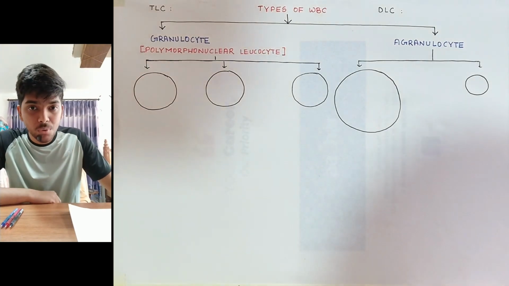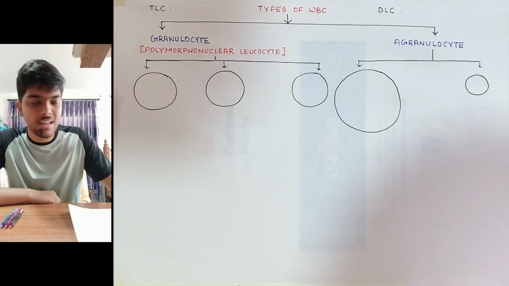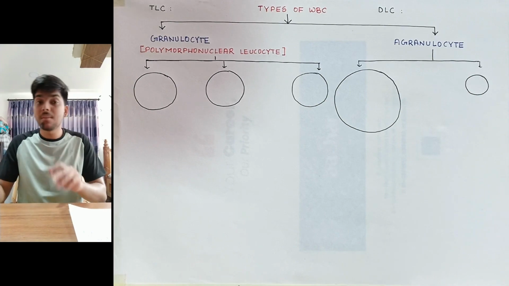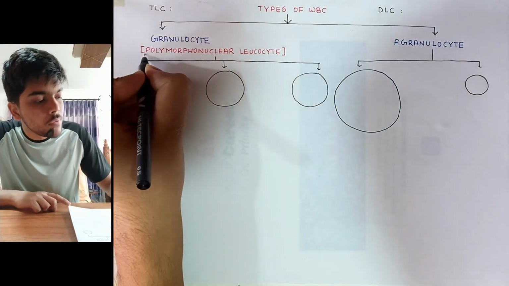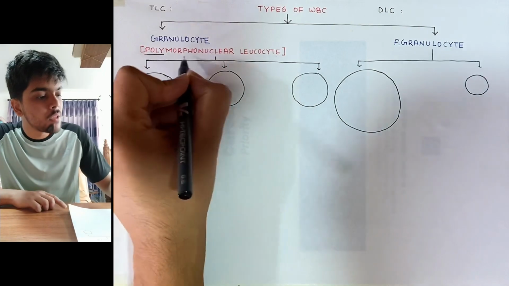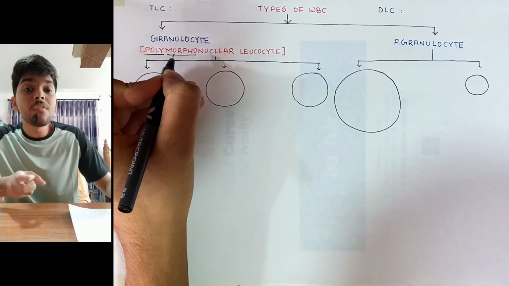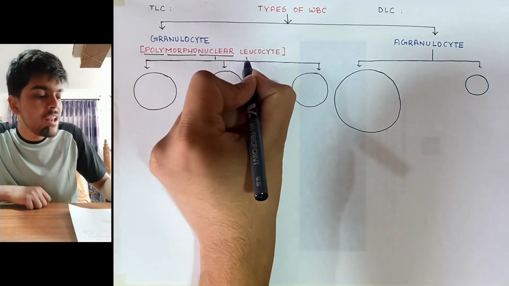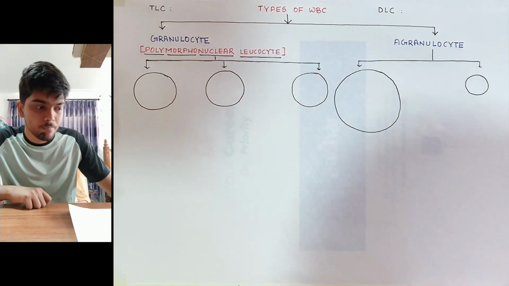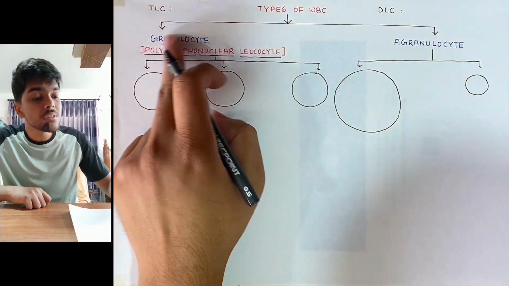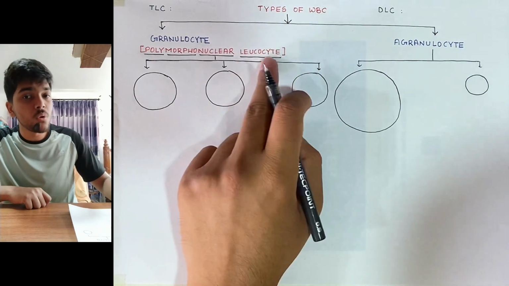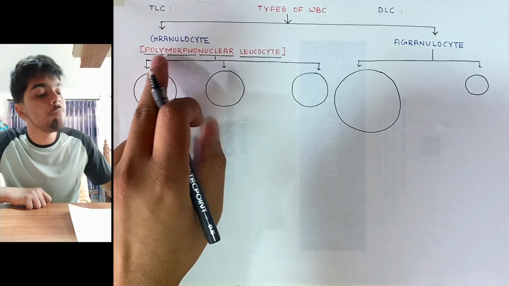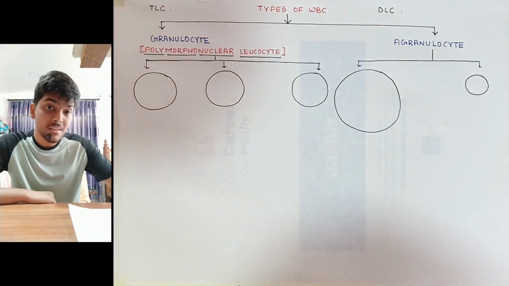Just break the huge name and that way you will understand easily. So polymorphonuclear leukocyte. Look at the parts. There's poly, which means multiple. Morpho, which means morphology or form. Nuclear refers to nucleus, and leukocyte means white blood cell. So granulocytes are those leukocyte or white blood cells that contain nucleus of multiple forms. That's what the term means.